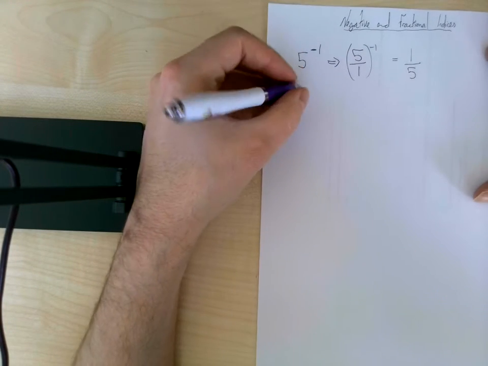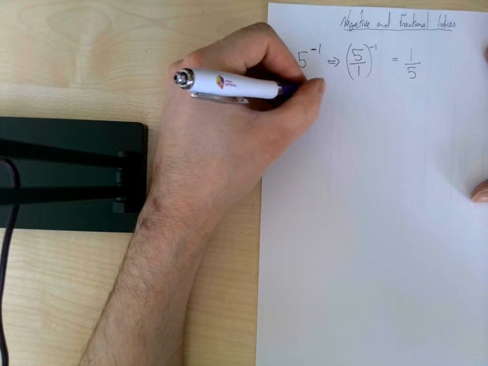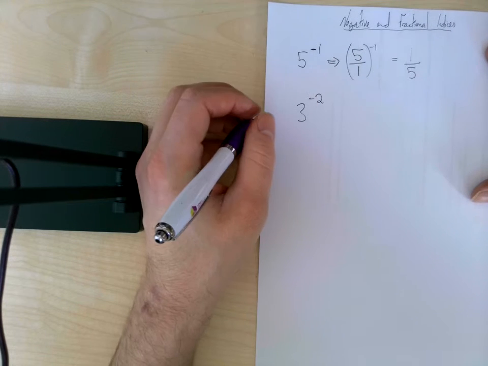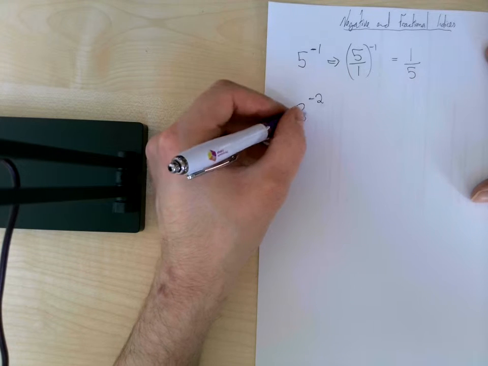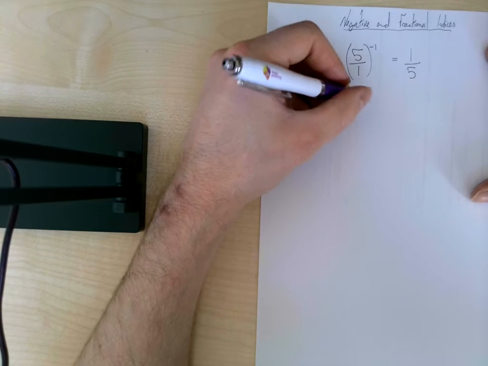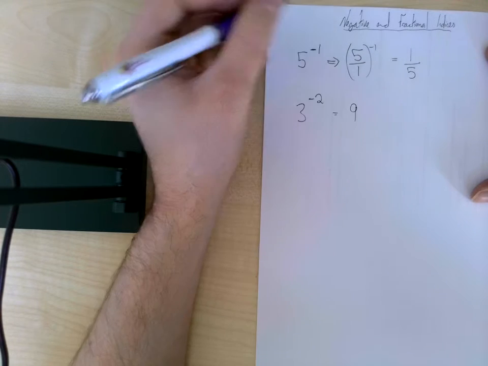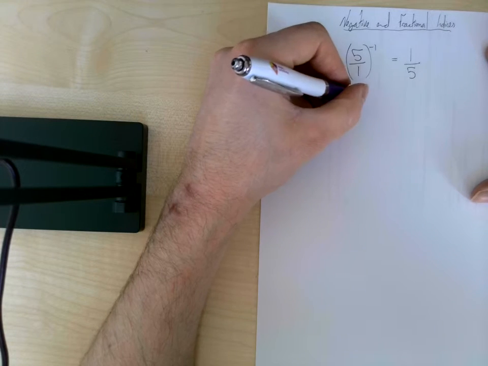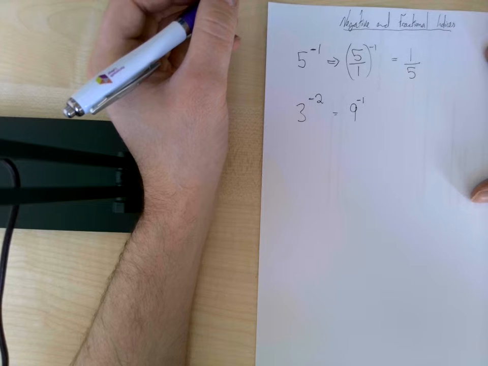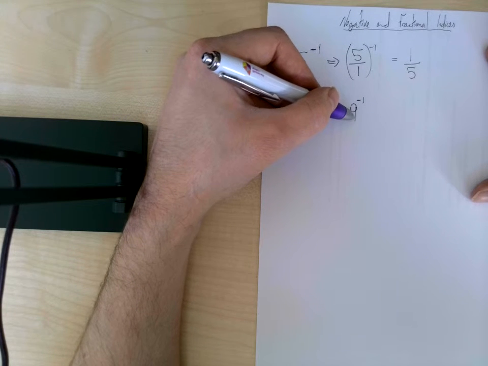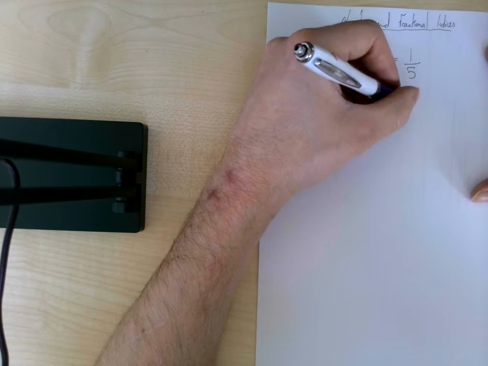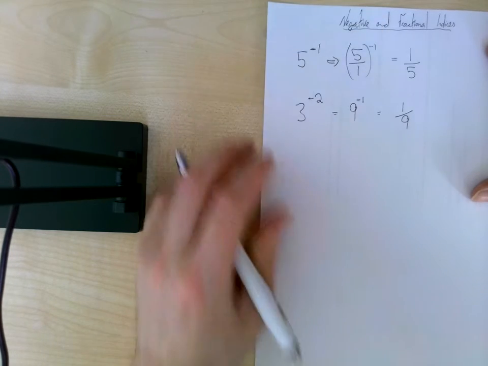So for example, if we had 3 to the power of minus 2, well, I'll deal with the 3 to the power 2 first. 3 to the power 2 is 9, but we still have this negative, so it's a minus 1 power. And to get rid of the minus 1, flip the 9, so it becomes 1 over 9, and that's it finished.